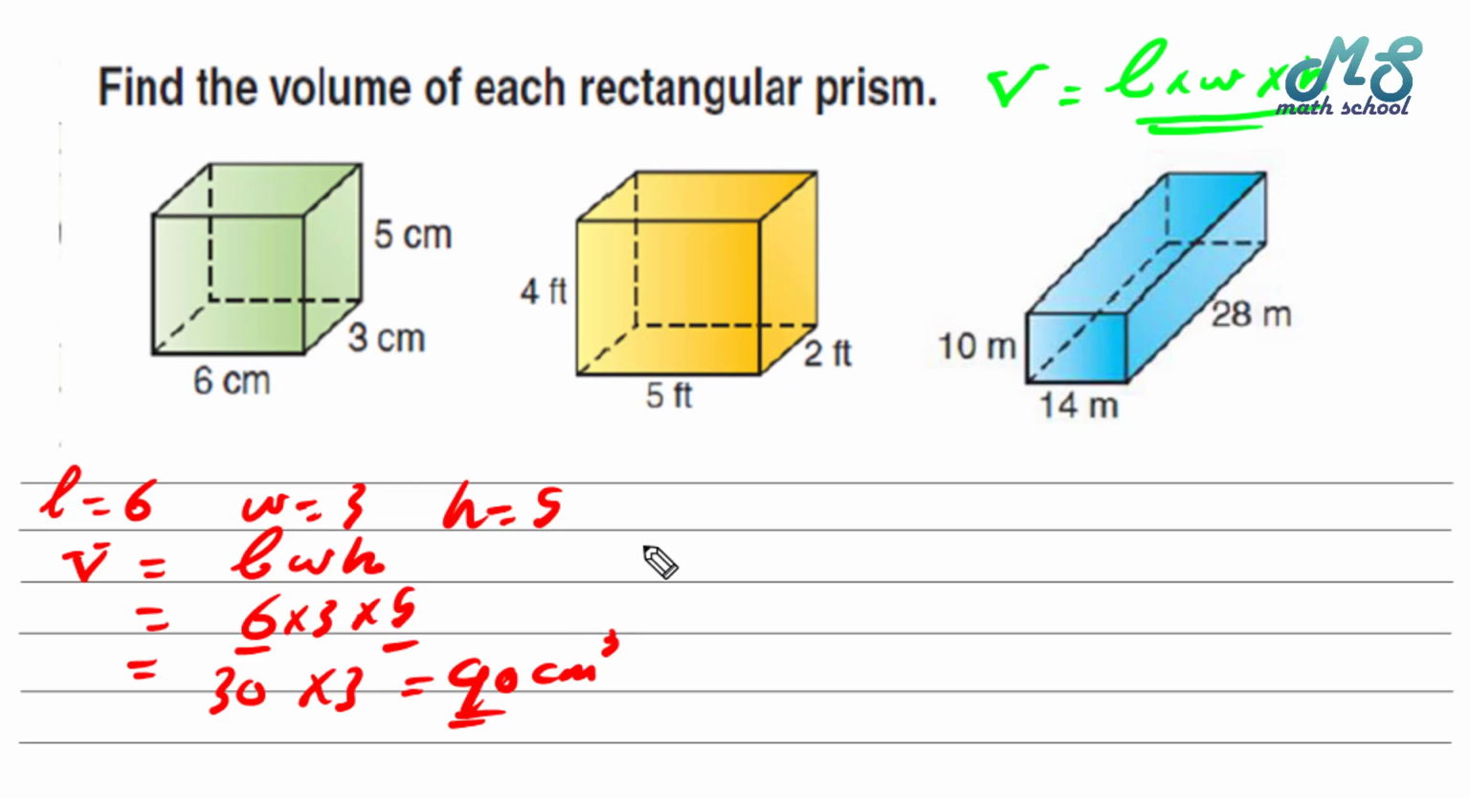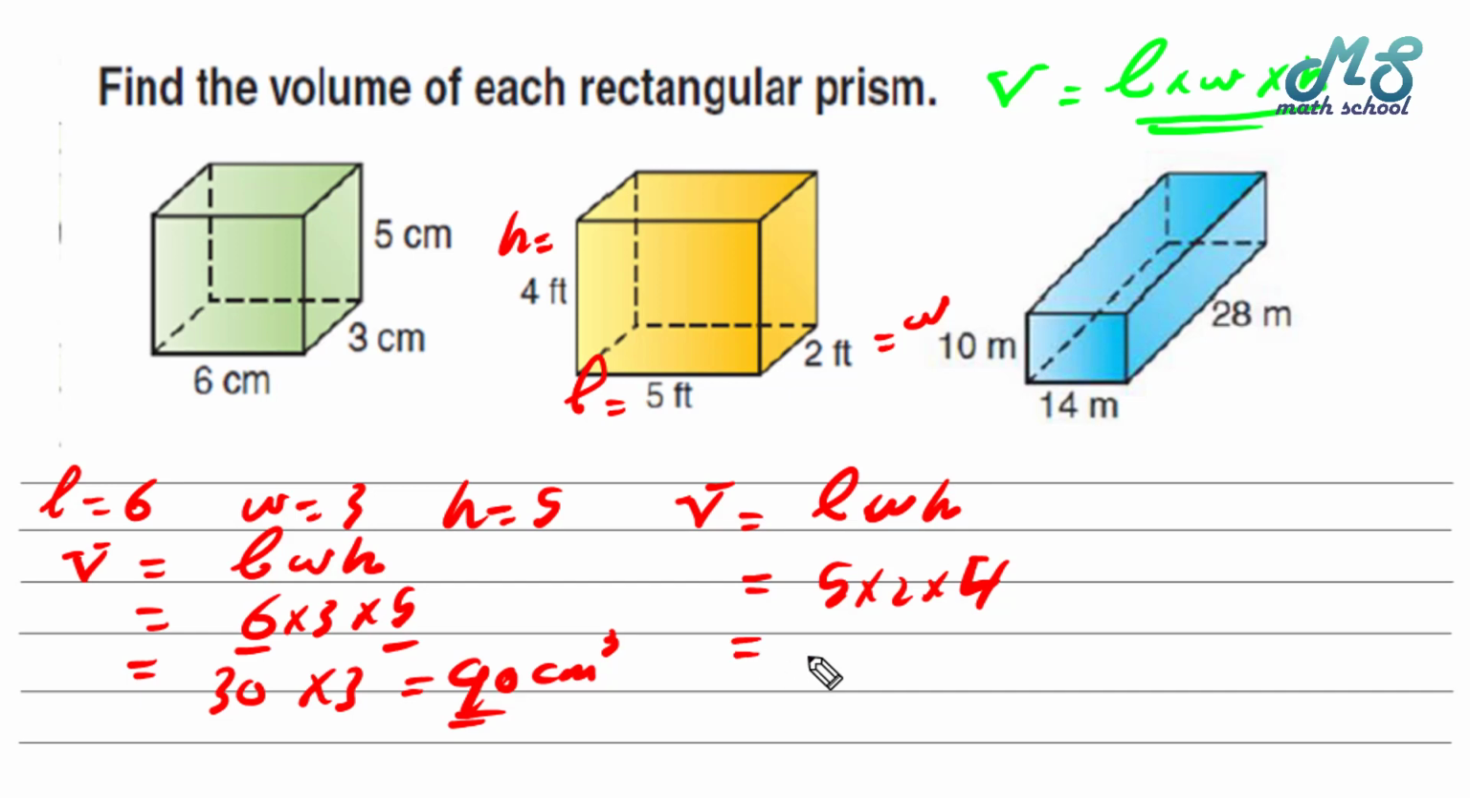In the same way, we can find the volume of the next one. Length is equal to 5. Width is equal to 2. Height is equal to 4 feet. So we can write the volume is equal to length times width times height. So we get 5 times 2 times 4. 5 times 2 equals what?